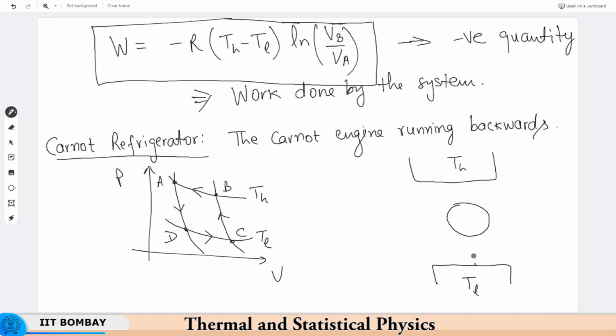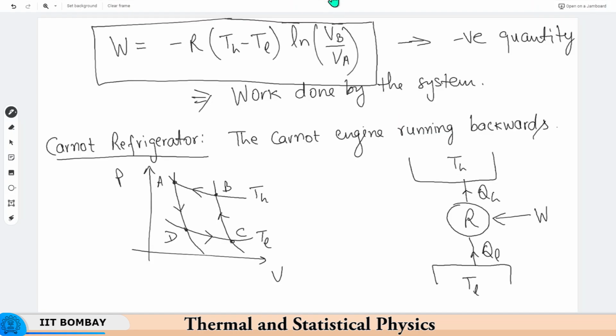So, our aim is to extract heat QL from the cold reservoir, for which obviously we have to do work on the system, and as a result a heat QH will be dumped into the hot reservoir. This is a Carnot refrigerator. And in this case we can define the equivalent of the efficiency that we defined for the Carnot engine as well.